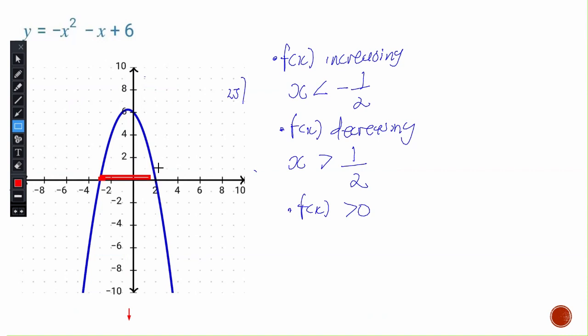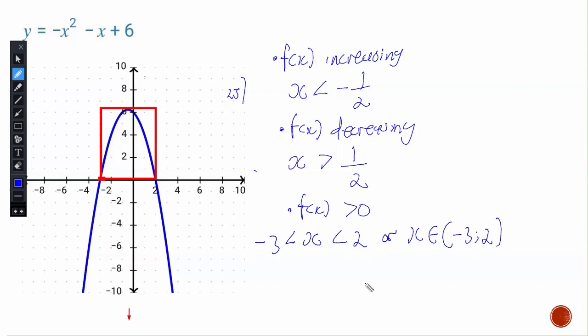This point here, yes, in between these two critical values. So we'll say when x is greater than negative 3, but x is less than positive 2. Or you can write it in this notation, x is an element of negative 3 all the way to positive 2.